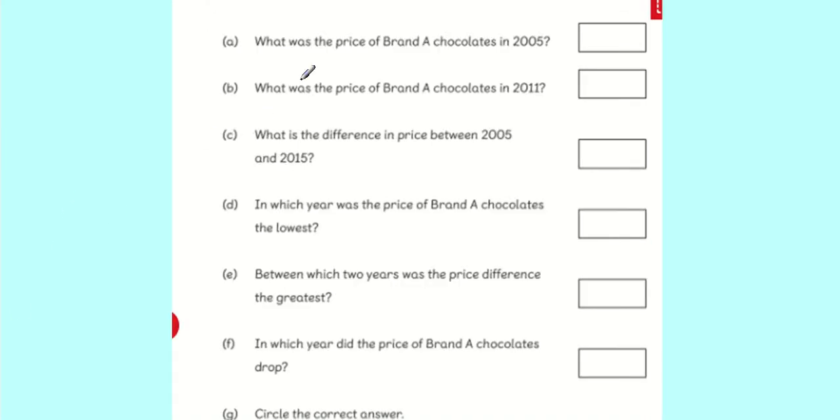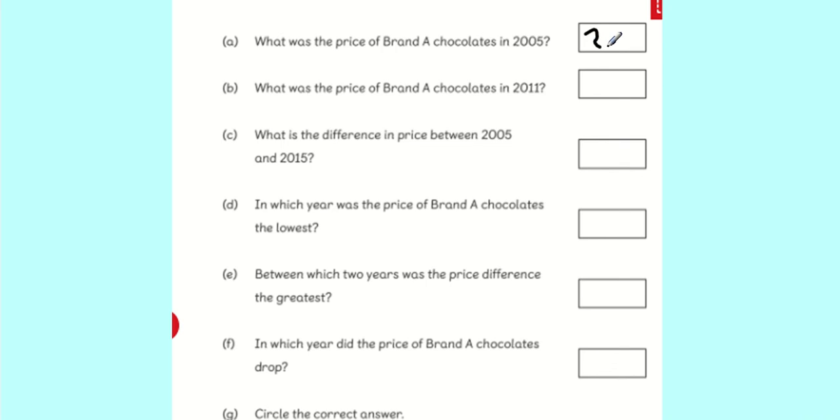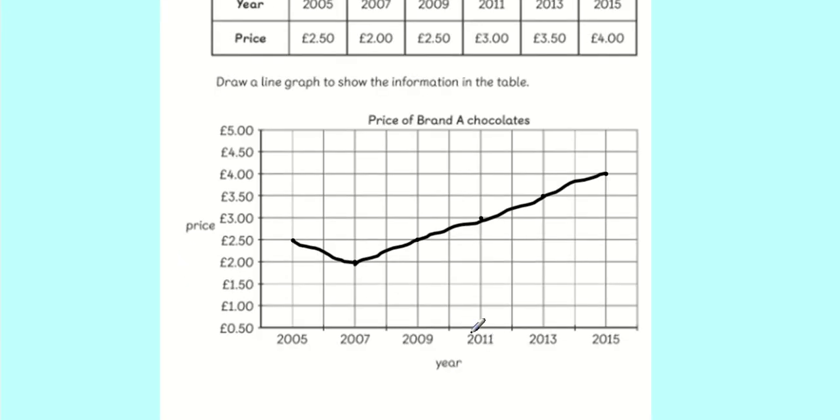What was the price for brand A chocolates in 2005? Okay, 2005, up to the dot, it was £2.50. Don't forget your pound sign. What was the price of brand A chocolates in 2011? Okay, here we go, 2011, all the way up to the dot, and then along this way to find it out, £3.